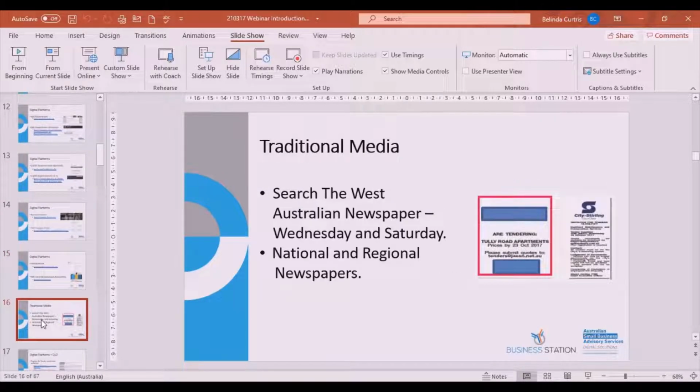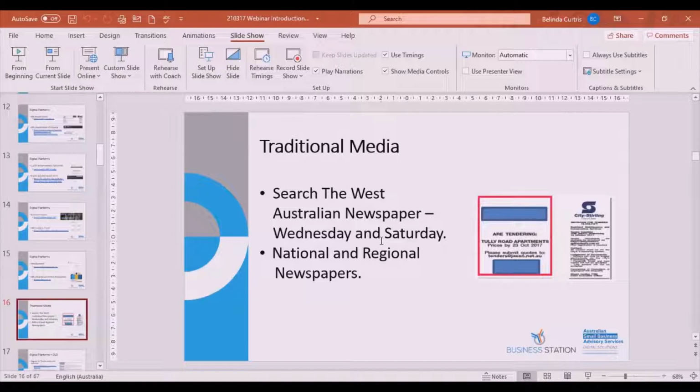In Western Australia, traditional media, so in the West Australian, on Wednesdays and Saturdays, they advertise local government tenders, anything over $150,000. It's actually part of the Local Government Act that any tender has to be publicly advertised in a newspaper circulating in the state. We've only got one paper, that's the West Australian. So have a look at that on Wednesdays and Saturdays.